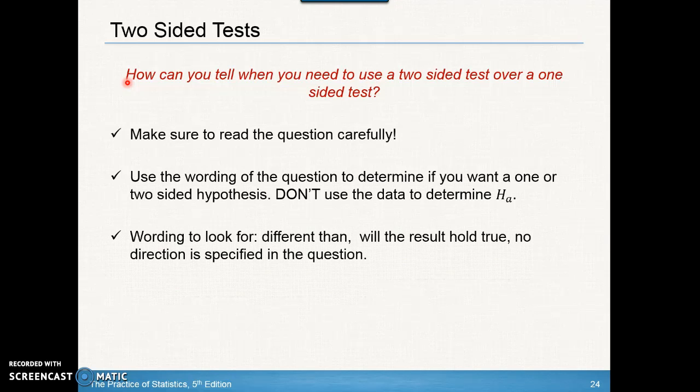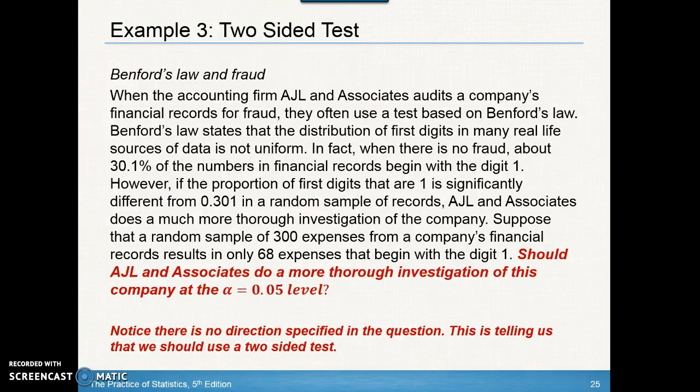The wording to look for is we're checking to see if it's different than, will the result hold true, or just no direction whatsoever is specified in the question. So let's take a look at this question. Go ahead and take a minute and read it, and then we'll see how we can tell that there's no direction specified in the question.